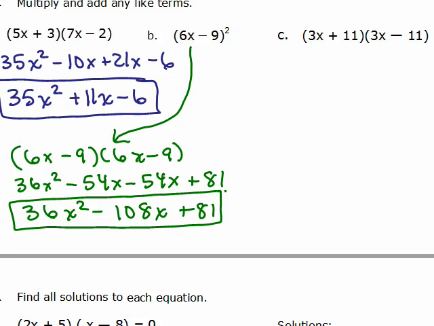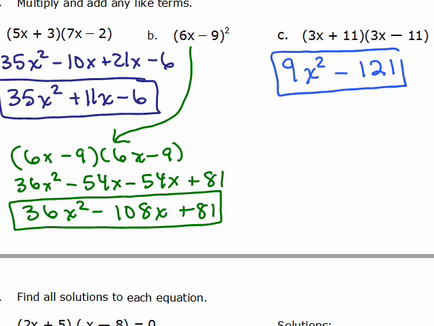All right, and the last one, 3x plus 11 times 3x minus 11. Hopefully you recognize that as a difference of two squares. When you do the outer and inners, they will cancel out. So you just have 3x times 3x is 9x squared minus 11 times 11 is 121. The outer term is negative 33x and the inner term is plus 33x. So those will cancel.